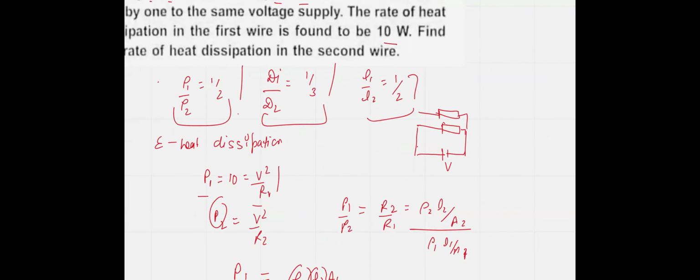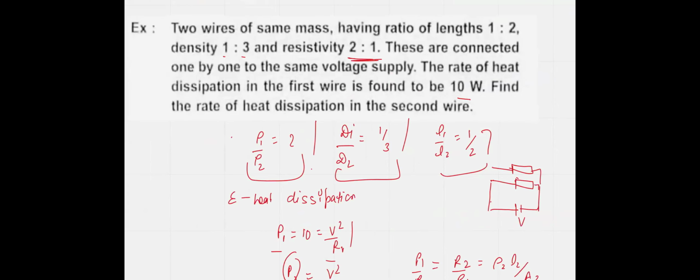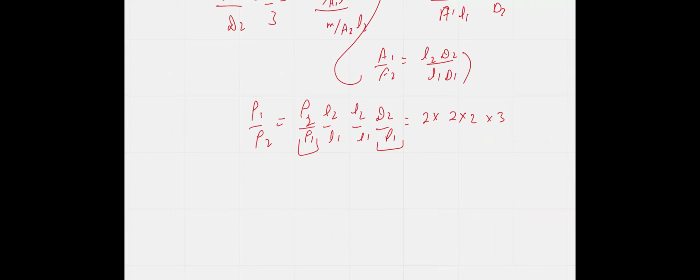Sorry, resistivity is given as two ratios, not one ratio. So this will be going as 1 by 6. P1 is equal to 6 times P2. I have been given the value P1 and I have to calculate P2. So P2 is P1 by 6, 10 by 6, which is 5 by 3. This is the answer.